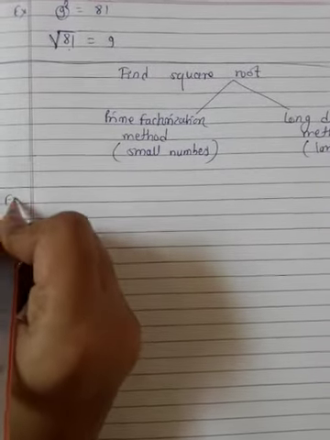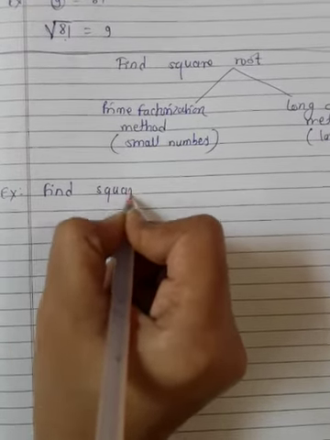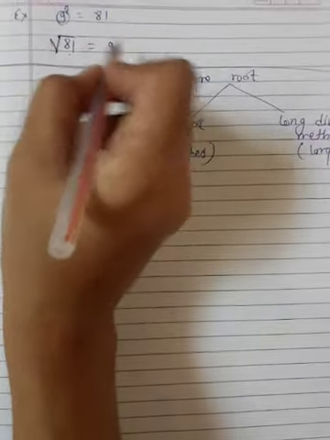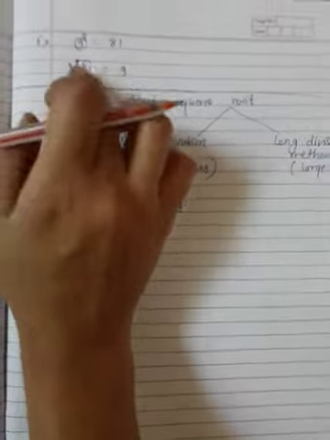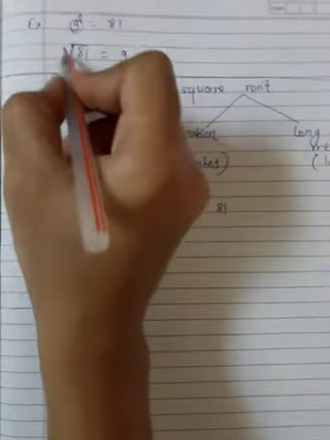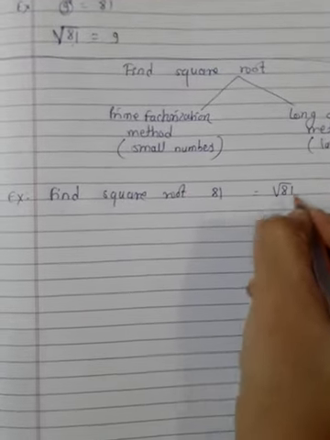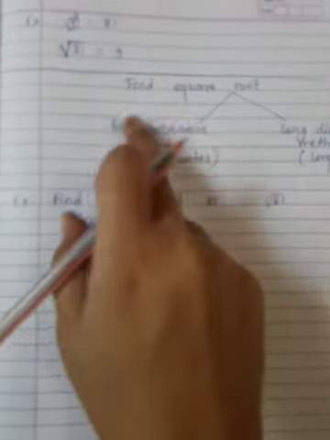Okay, now see, find the square root of 81. Here we know the square root of 81 is 9, but we can find this root by this method. Find the square root of 81, that is what we have to find. Now see how to find the square root by the prime factorization method.